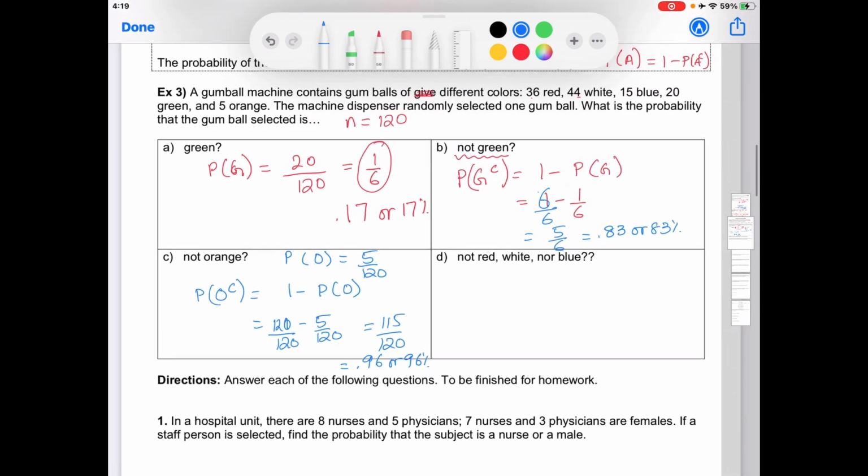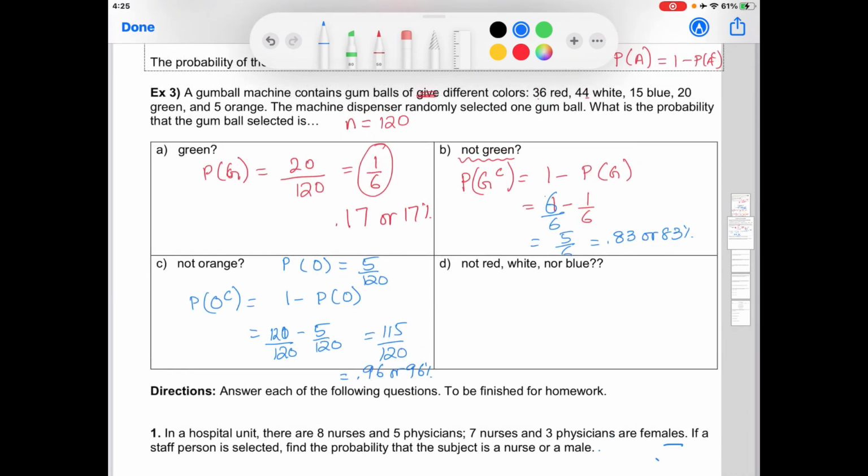Okay, not red, white. Part D. It says the probability of not red. So let's write it down. Not red. So red complement, union white complement, and union not blue, so blue complement.